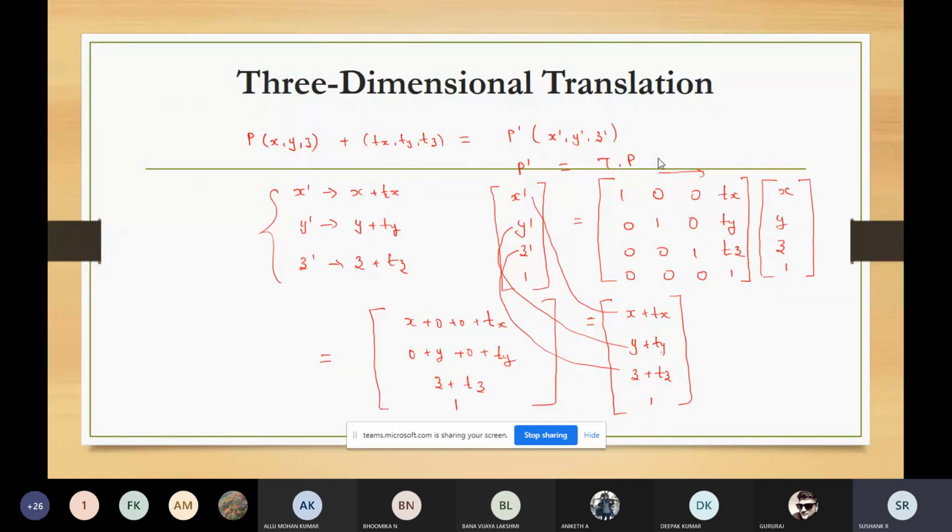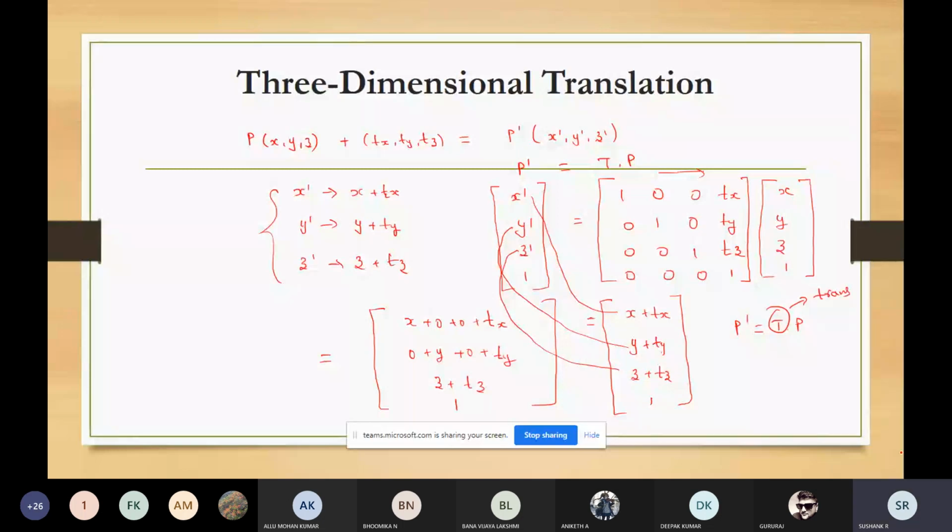So either you can write it in the matrix format, or you can write it as p dash is equal to t dot p, where p dash is x dash, y dash, z dash, a column matrix which contains 4 elements, t is a 4 cross 4 transformation matrix, and p is the initial points represented by the column matrix. So this t we will call the translation vector.